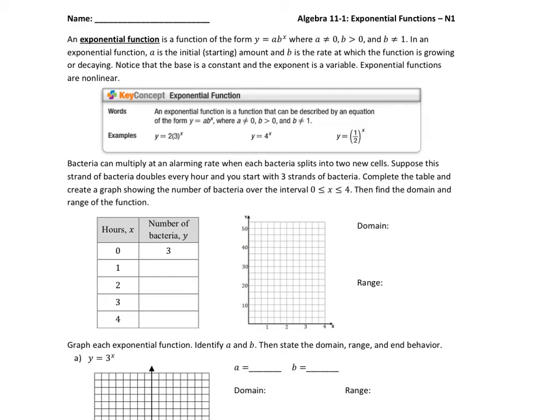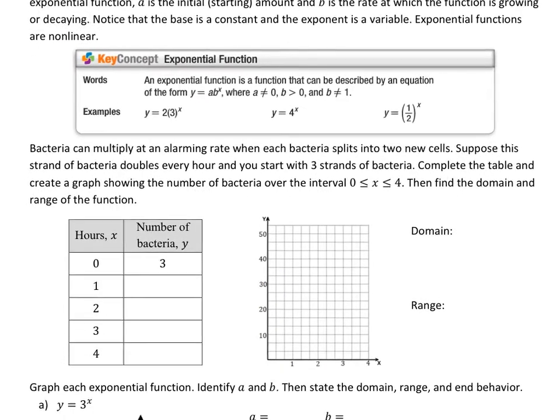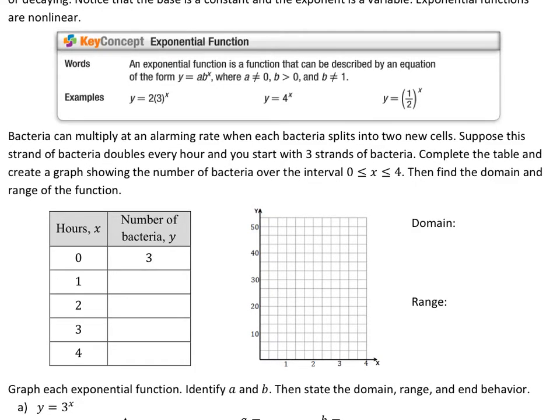Notice that the base is a constant and the exponent is now our variable. We've never seen this before. The exponent is what is changing, what is the variable. Exponential functions are non-linear. Again, we're going to have things that are not straight lines. In the key concept, the words: an exponential function is a function that can be described by an equation of the form y equals ab to the x power, where a cannot be 0, b is greater than 0, and b also can't be 1.